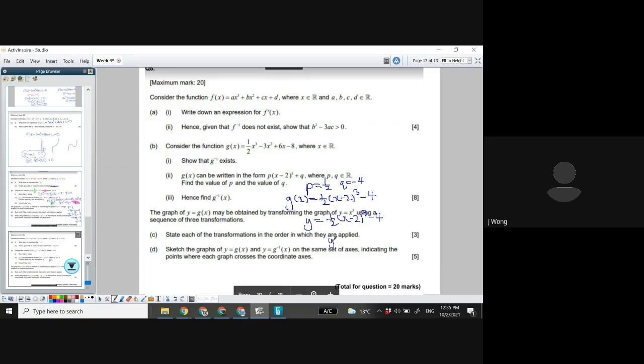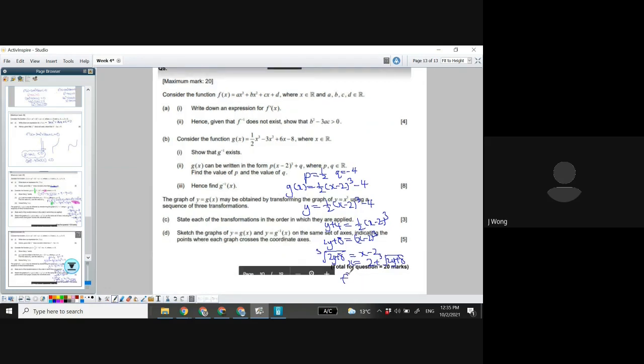So we just do y plus 4 equals a half (x minus 2) cubed, and 2y plus 8 equals (x minus 2) cubed. You cube root both sides, and then you will just have x equals 2 plus cube root of 2y plus 8, or you have g inverse of x equals 2 plus cube root of 2x plus 8. Okay, so that will be the g inverse in this case.